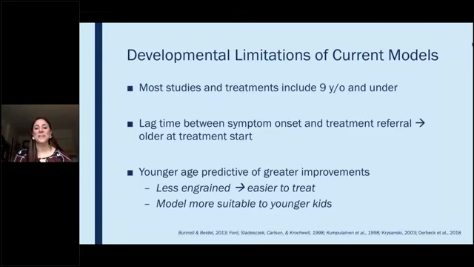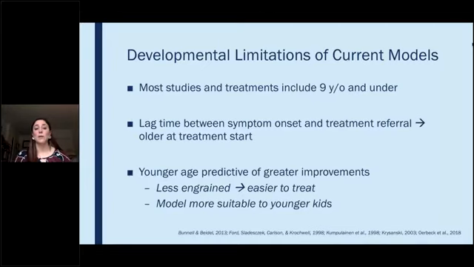So I was just talking about the developmental limitations of the current models, in that most studies include just kids who are 9 and younger, and there is a subset of the SM population who are older than age 9. One of the reasons for this is because there's often a lag time between symptom onset and treatment referral. Oftentimes parents might be waiting for the symptoms to pass or for the kids to grow out of it. So kids might not end up getting treatment or starting treatment until they're older.